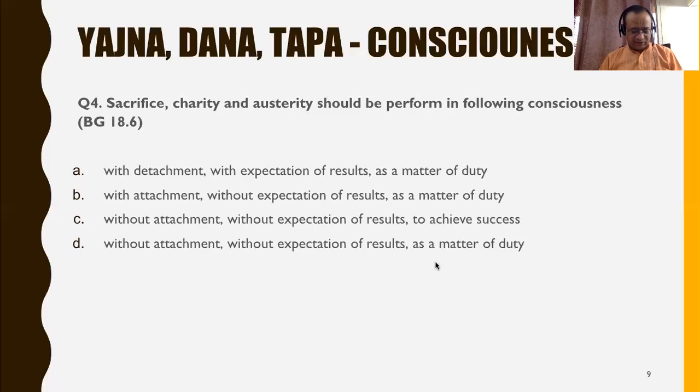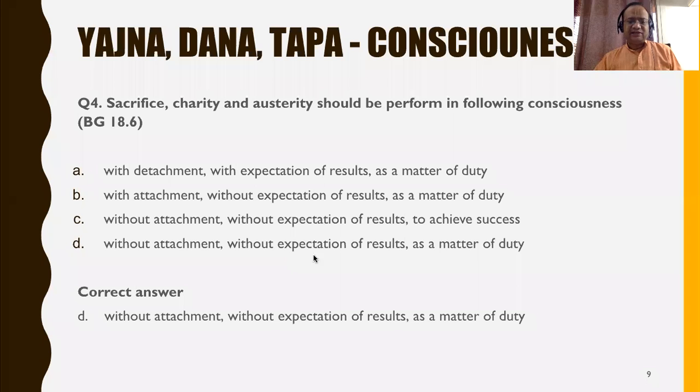Now let me also read the verse translation. All these activities should be performed without attachment. Etanyapi tu karmani sangam tyaktva. Sangam tyaktva: sangam means attachment, so sangam tyaktva means detachment or without attachment. Phalani cha: phalani means any fruit, expectation of result. And then kartavyaniti me partha: kartavya, as a matter of duty. So these are the three words given in verse number 6. So we should do it like that. Correct answer is D, without attachment, without expectation of result, and as a matter of duty.